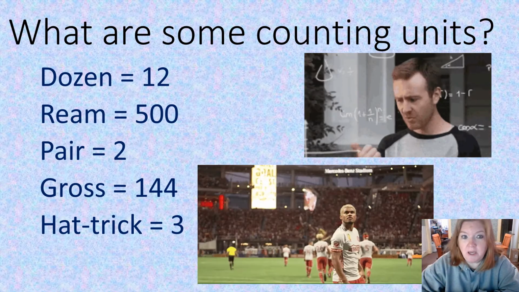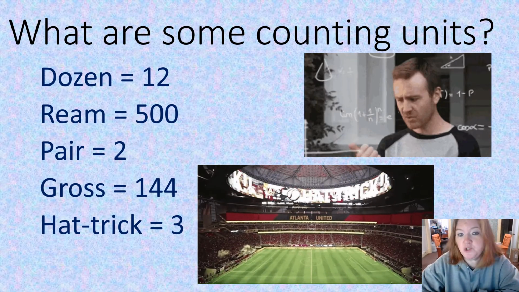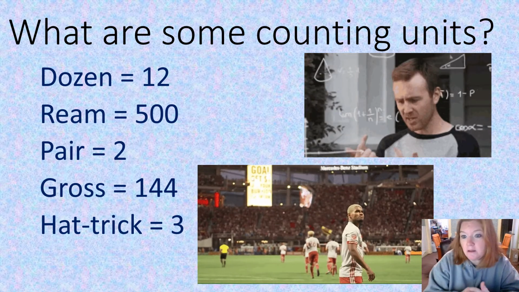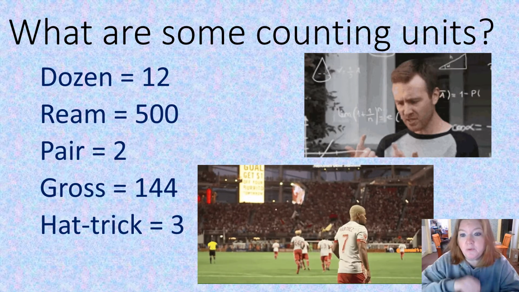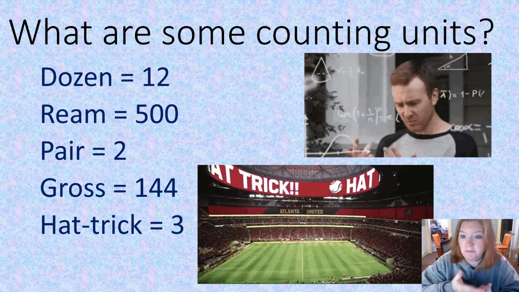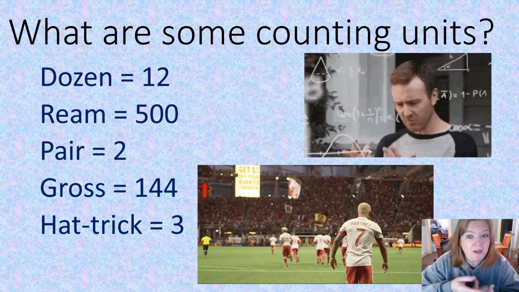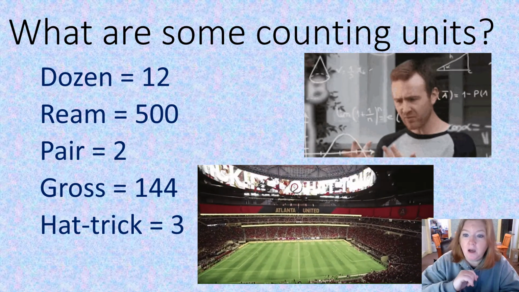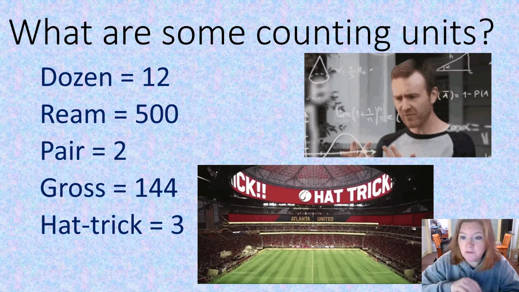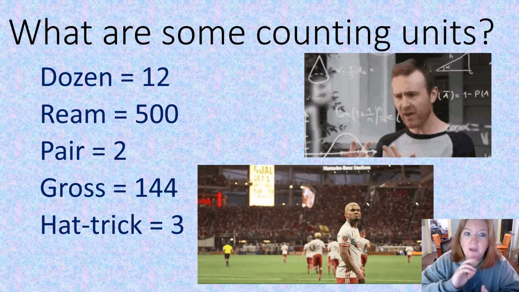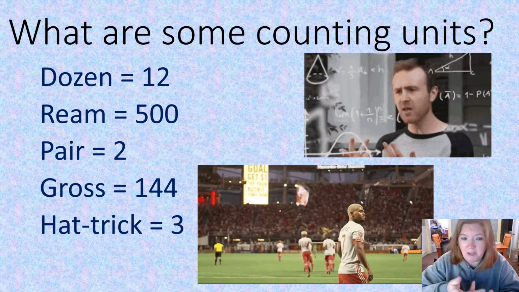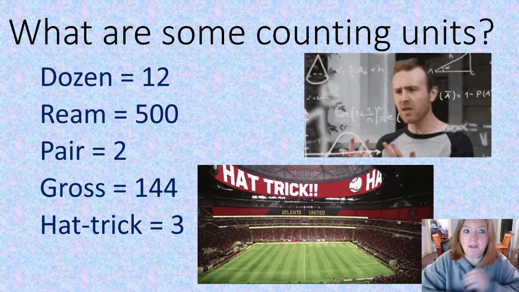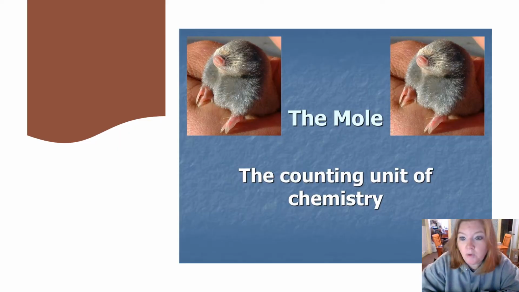We should know some counting units. Like, a dozen means 12, even though you can have a dozen bagels, a dozen eggs, a dozen cupcakes, it still means 12. A ream is 500, so a ream of paper, 500 sheets. A pair means 2. If you say, like, get me a pair of shoes, nobody brings you 8 shoes, okay? A pair is 2. Gross means 144. That's how a lot of things are packaged. Hat trick is 3. The mole is simply a counting unit used in chemistry.